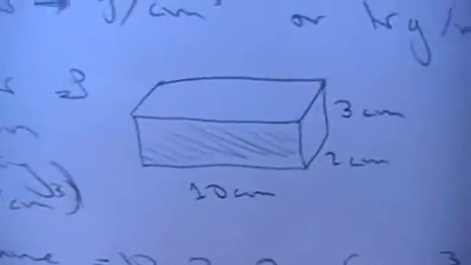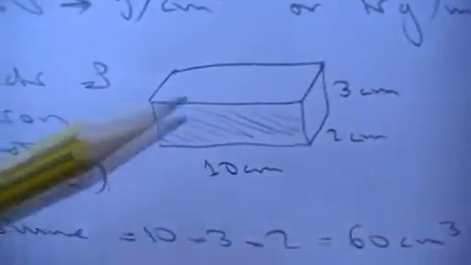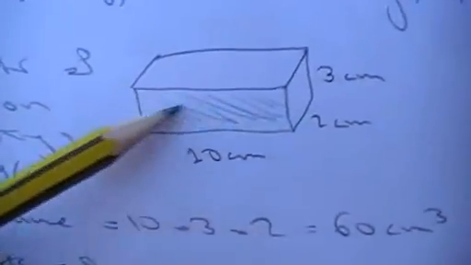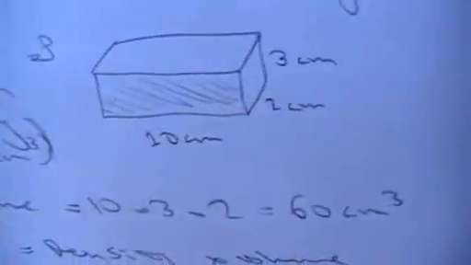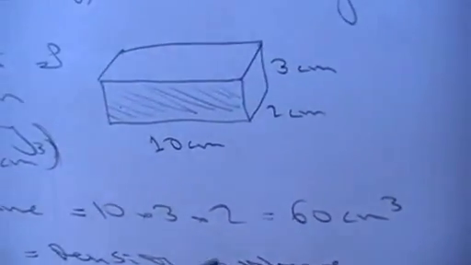So what we do with this block of iron is we firstly work out its volume. So we calculate the cross-sectional area, 10 times 3, times it by 2, so we get 60. So volume is 60 centimetres cubed.